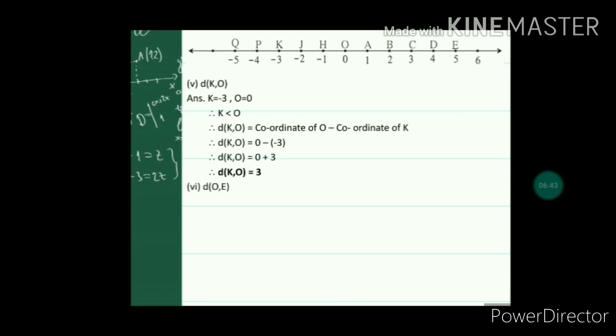Another example is distance of OE. Here, coordinate of O is 0 and coordinate of E is 5. O is less than E. Therefore, distance of OE is equal to coordinate of E minus coordinate of O. Distance of OE is equal to 5 minus 0. Therefore, distance of OE is equal to 5.